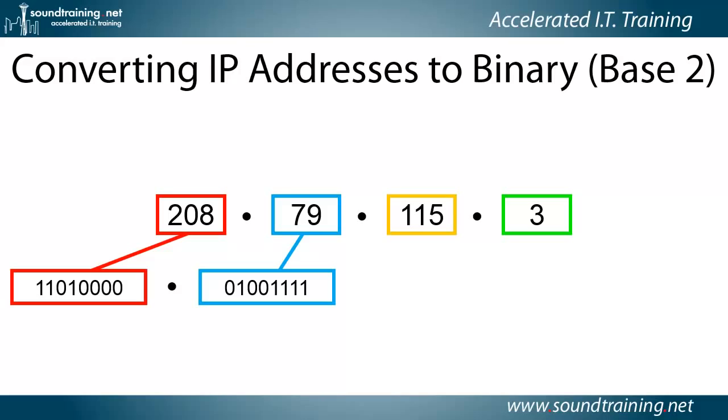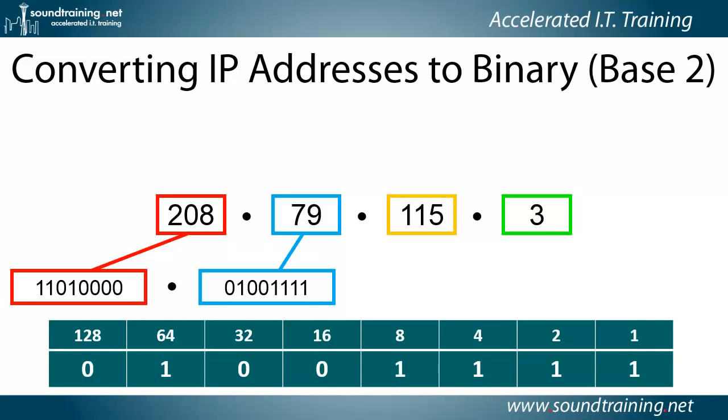01001111. Well, let's take a look at where that comes from. In this case, the 1-bit, the 2-bit, the 4-bit, the 8-bit are turned on, as is the 64-bit. So 1 plus 2 equals 3, plus 4 equals 7, plus 8 equals 15, plus 64 equals 79.